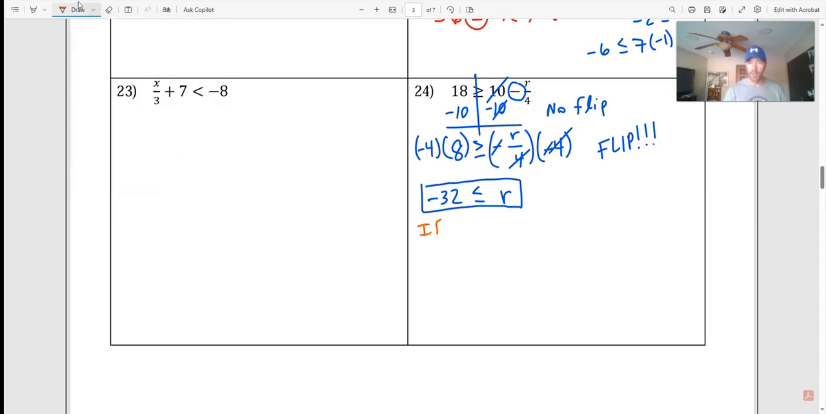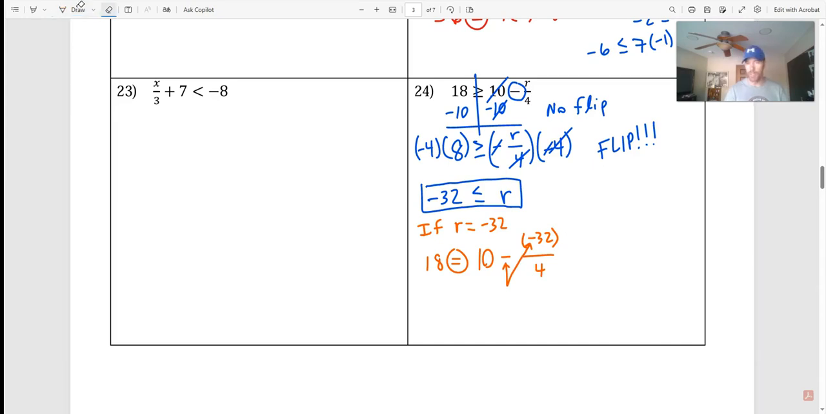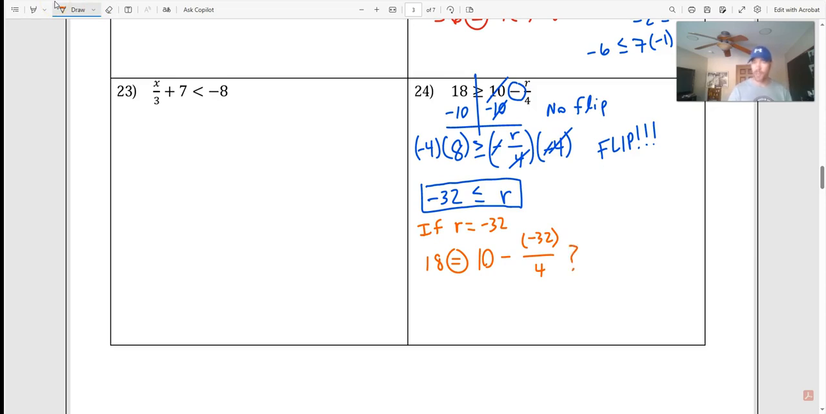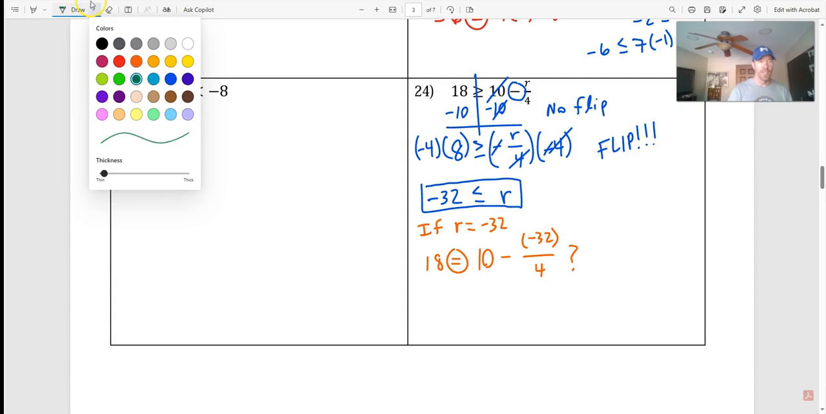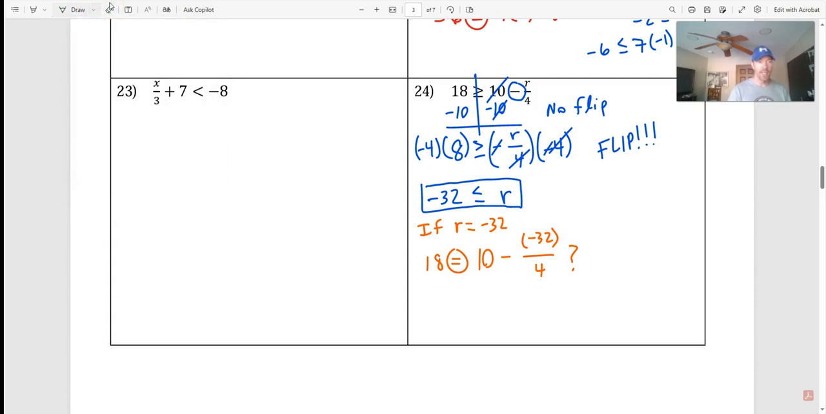So if you use r equals negative 32, it should be true that the left side is equal to the right side. And be careful here, 10, we're subtracting. We've got the subtraction with the negative. A lot of students forget that, or they merge that. It's not 10 minus 32 over 4, it's 10 minus negative 32 over 4 is what we're checking there. And we can ask ourselves if that is true, and unless I'm making a mistake, you should find that it's true.